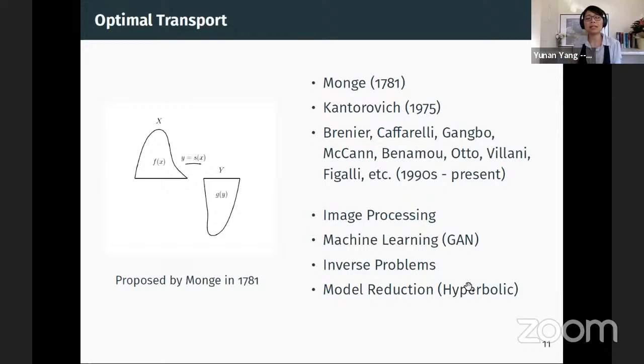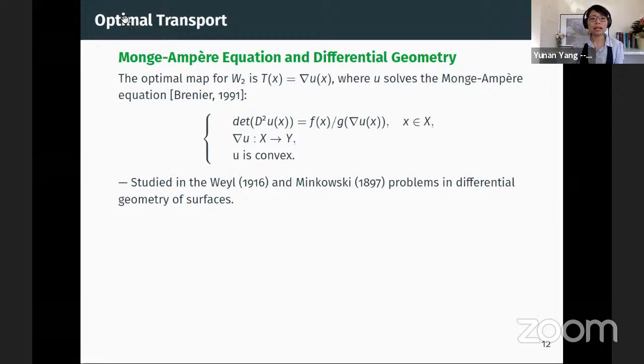So there's a lot of application, and I believe there are more beyond this. And also the connection with other fields is impressive. So in 1991, Yann Brenier proved that if I'm talking about quadratic Wasserstein distance, which means the cost is p equal to 2, in this case, I can relate the solution to the Monge-Ampère equation.